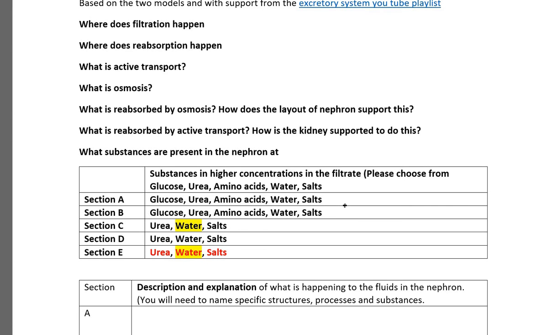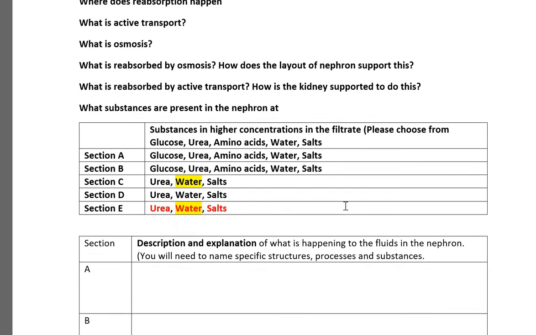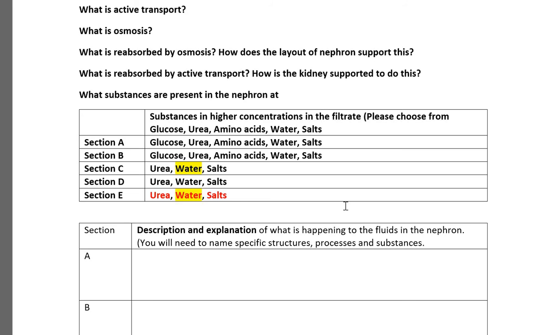In the glomerulus and Bowman's capsule. Where does reabsorption happen? In the proximal convoluted tubule and the loop of Henle. What is active transport? The active pumping, the use of energy to take back materials against a higher concentration gradient.